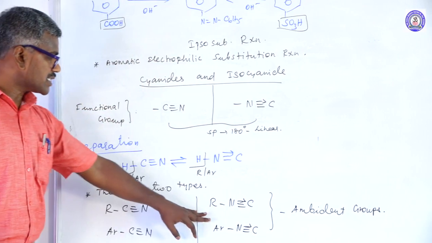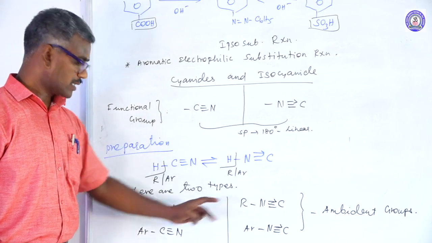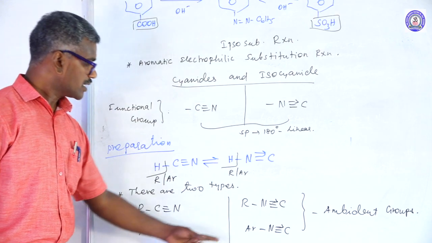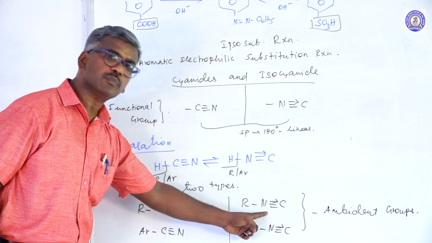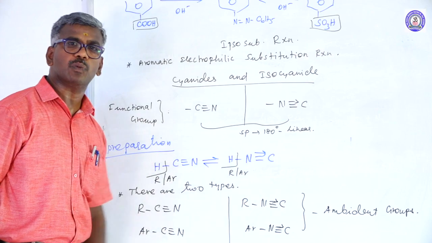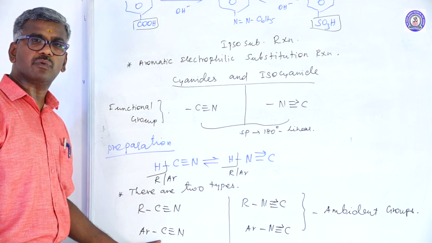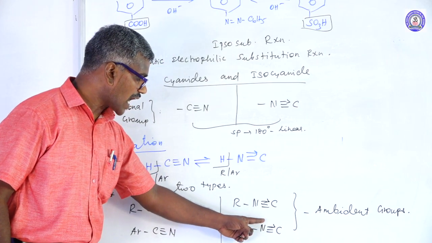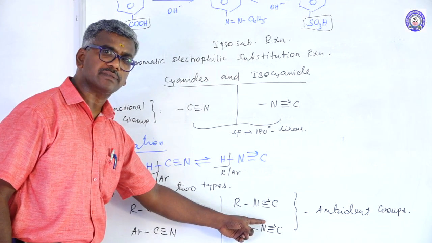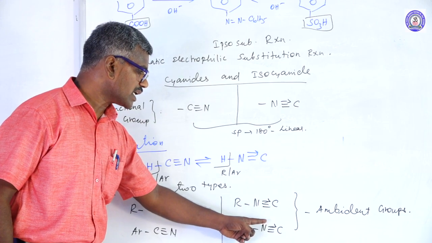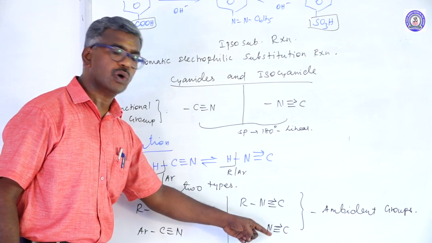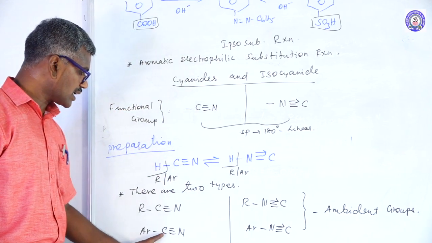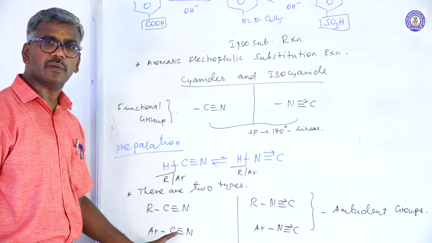What is the major difference between cyanide and isocyanide? This one has a highly polar nature, high dipole moment. This one has a relatively less polar nature, a lower dipole moment. This one is readily soluble in water. This one is insoluble in water. Why? Because the nitrogen has no lone pair available, it does not take part in hydrogen bonding. So low boiling point, insoluble in water. This one is highly polar, readily soluble in water.